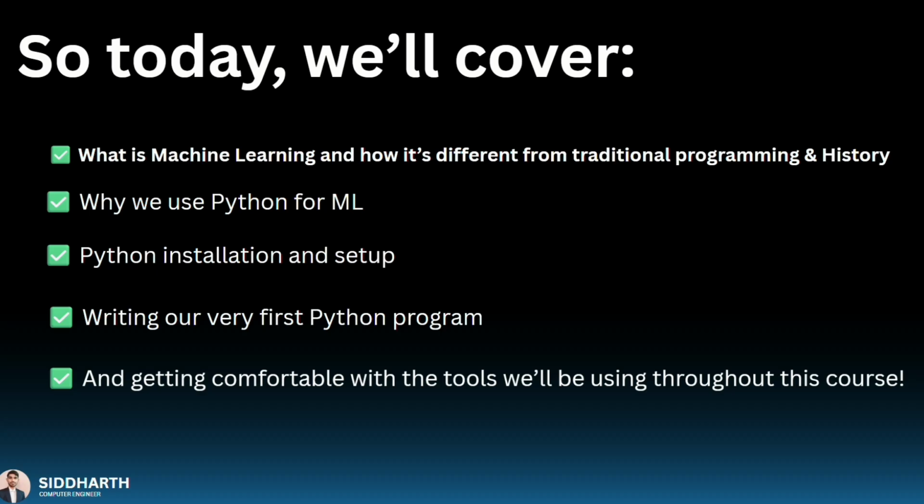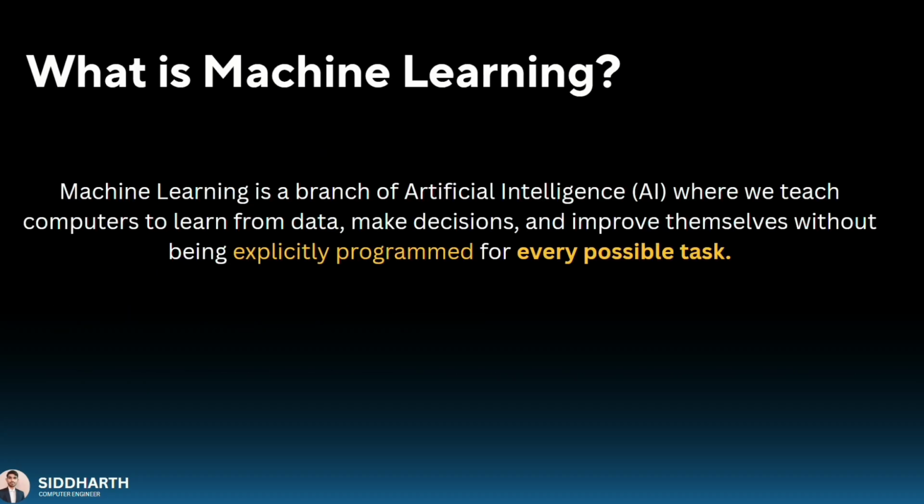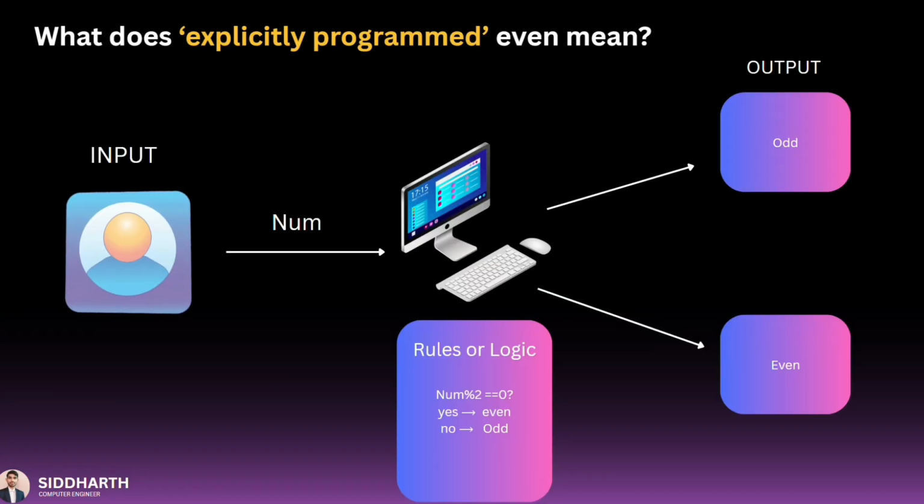So let's start with a simple question. What is machine learning? Machine learning is a branch of artificial intelligence where we teach computers to learn from data, make decisions, and improve themselves without being explicitly programmed for every possible task. Now you might wonder, what does explicitly programmed even mean? Let me explain that with a quick example.